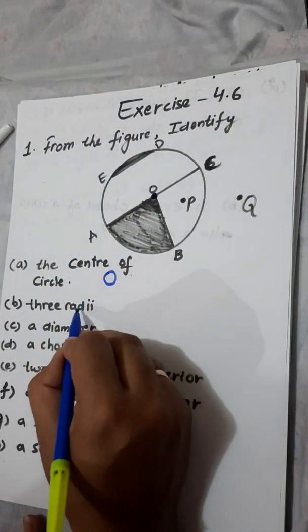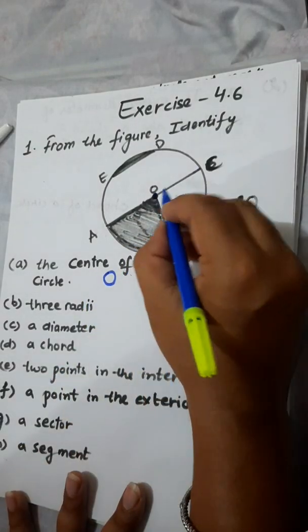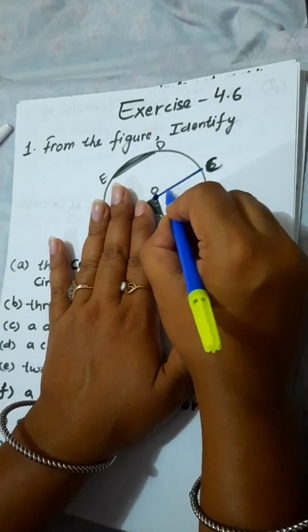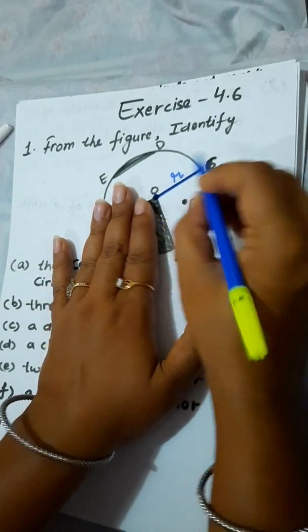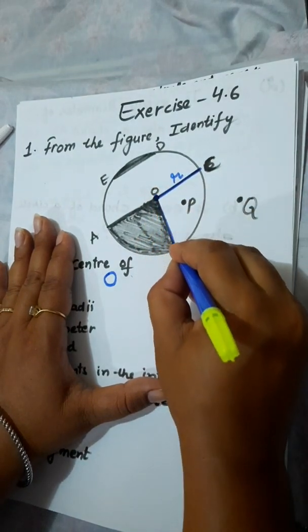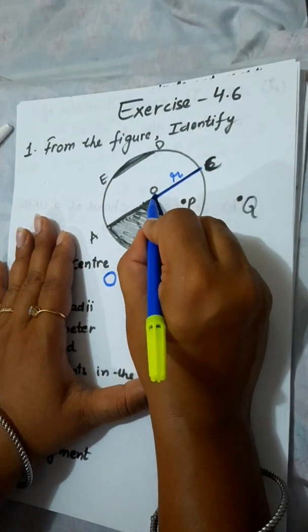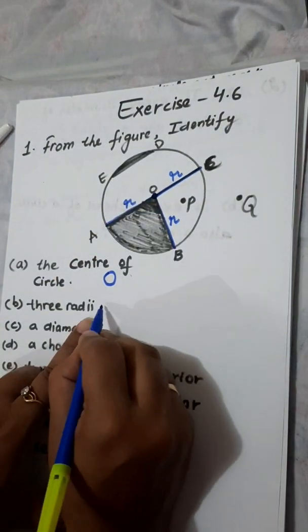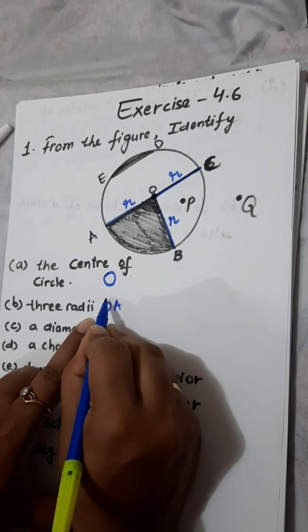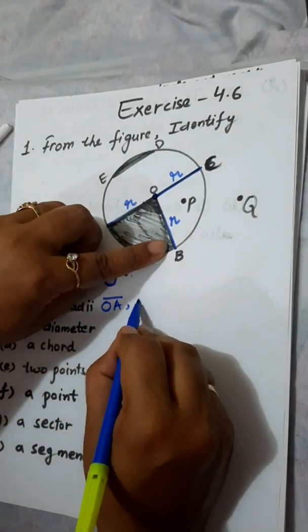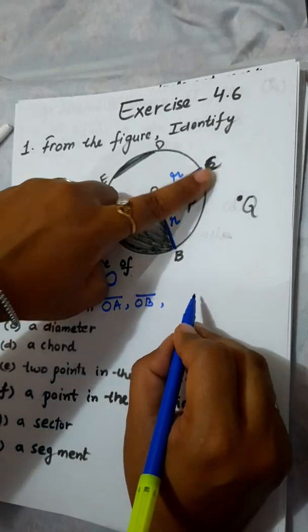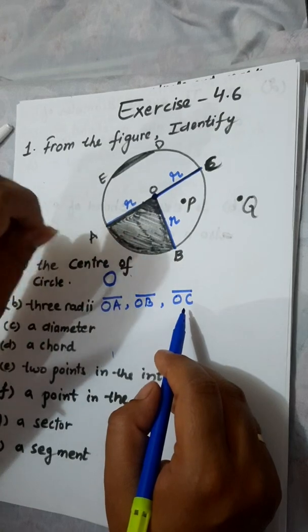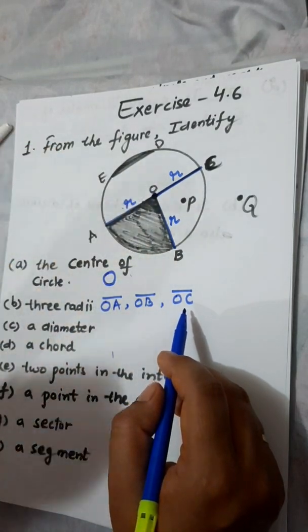Three radii. Three radii means you have to write three radius. From the center, a line segment to the circle: this is your first radius. From the center, this is my second radius, and the last one, this is your third radius. So here I will write my first radius is OA, my second radius is OB, and my third radius is OC. Here I am using the symbol of a line segment because in a line segment the end points are fixed, and here the points are also fixed.